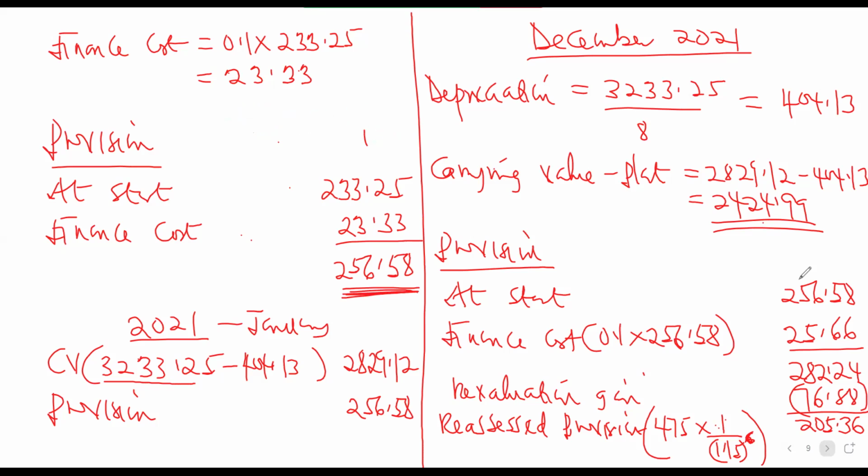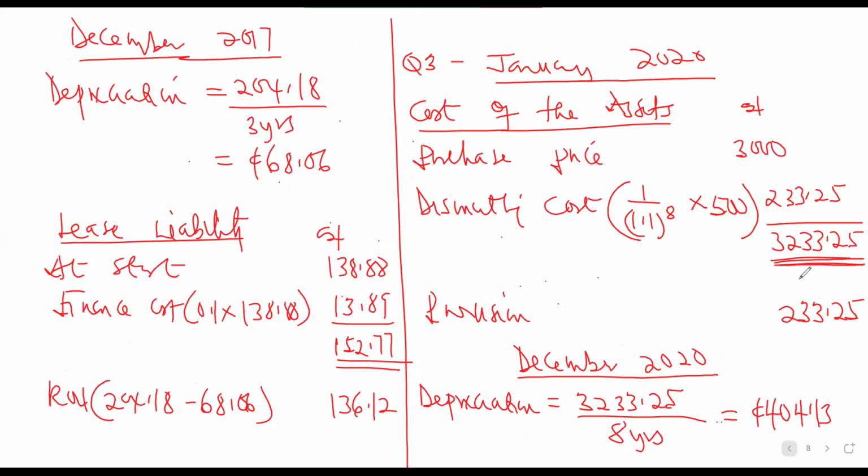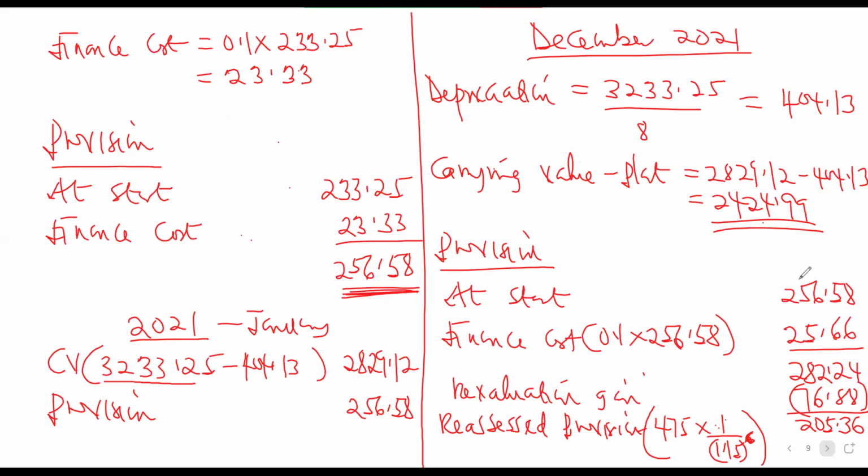So I don't know which one you are talking about, but for the first year dismantling cost, which is a provision, we look at the start figure, then we increase it by the finance cost. So you can also avoid the finance cost by just calculating, okay, I've done 1 year already. I'm going to be spending 500 million in the next 7 years. So what will be the present value using 10%? You will still be getting the 256.58.